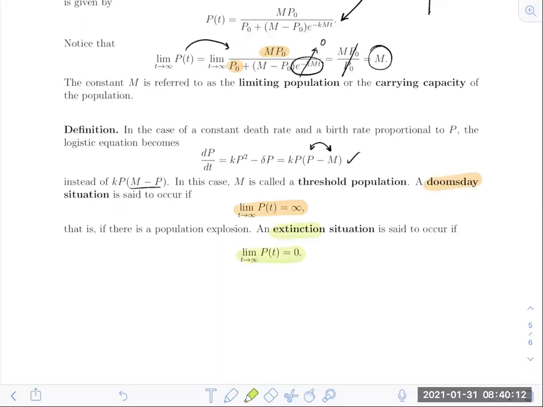So I think a lot of times doomsday and extinction get conflated. When people hear the word doomsday, they just think everyone's going to die. And while doomsday is very doom and gloom, we don't want our population to go to infinity because then we cannot sustain that. I just want to point out here, doomsday is when it heads to infinity, extinction is when it heads to zero. There's a distinct difference between those two. So I'd like to finish this section off by working with an example that works with doomsday in particular.